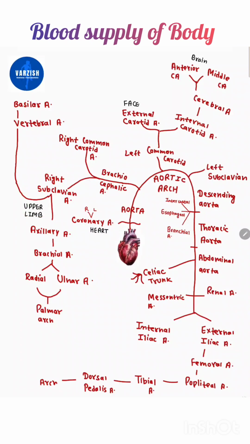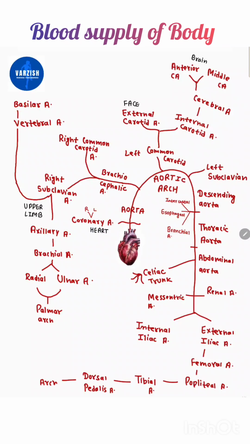Then let's come to the common carotid artery. Common carotid artery divides into external carotid artery and internal carotid artery. External carotid artery is for the face, and internal carotid artery enters into the brain, and now it is called cerebral artery. Cerebral artery divides into two branches, anterior cerebral artery and middle cerebral artery. There is posterior cerebral artery too, but it is a branch of basilar artery. Then all three form a circle of Willis.